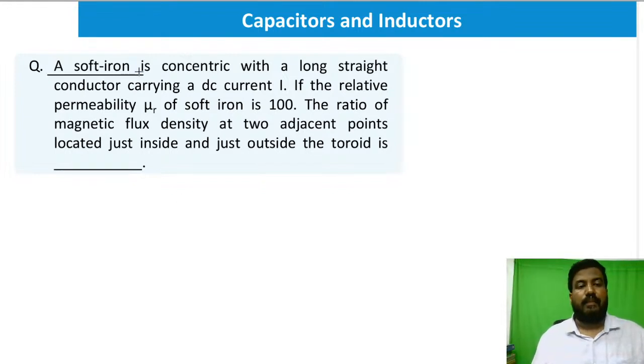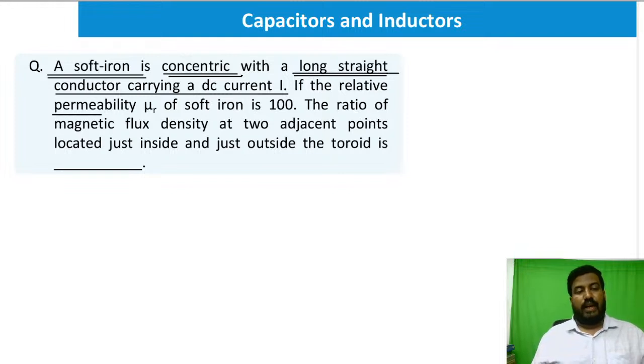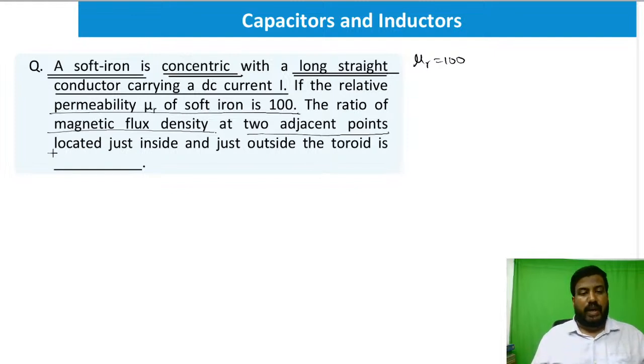A soft iron toroid is concentric with a long straight conductor carrying a DC current I. If the relative permeability mu r of the soft iron is 100, so what is given? The value of mu r is given equal to 100. The magnetic flux density at two adjacent points located just inside and just outside the toroid.